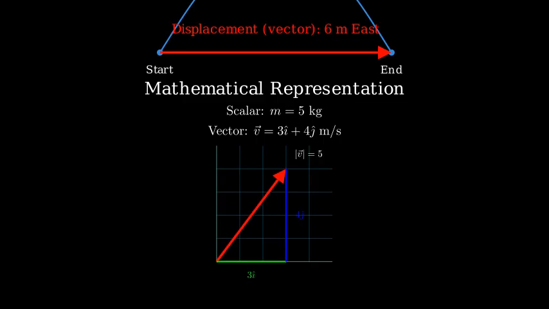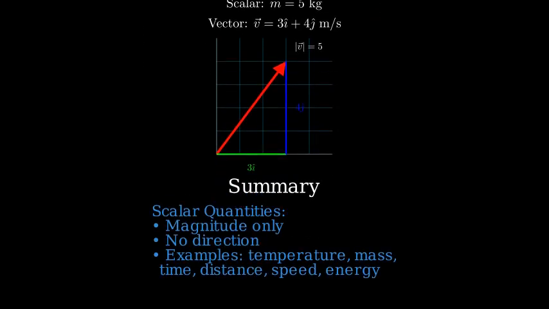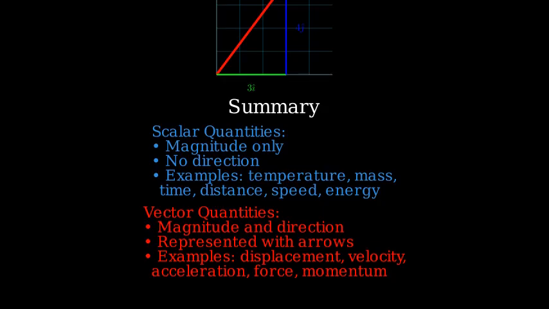Let's summarize what we've learned about scalar and vector quantities. Scalar quantities have only magnitude with no direction. Examples include temperature, mass, time, distance, speed, and energy. Vector quantities have both magnitude and direction. Examples include displacement, velocity, acceleration, force, momentum, and electric field.